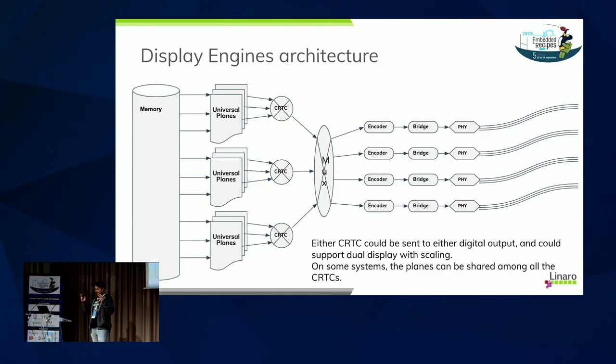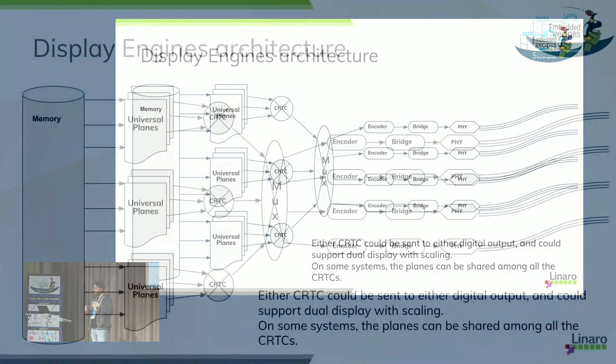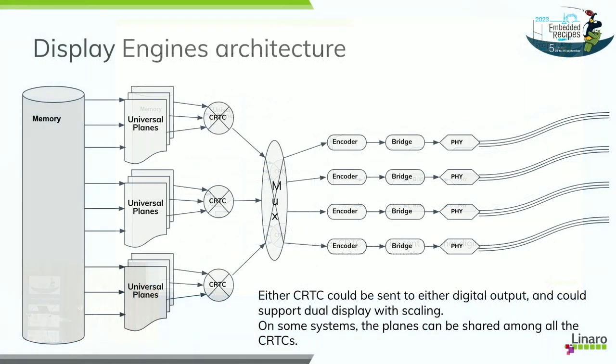So for example, if you imagine an ADR system or multi-head system, basically, this is how it looks like. Sometimes the planes are dedicated to CRTCs, like on Intel platforms. But that can be completely shared among all the CRTCs, like on Qualcomm platforms. You have like 10 planes. You can move it, blend it with any CRTC, and show it on any encoder, for example. So it depends. Each platform is really different.